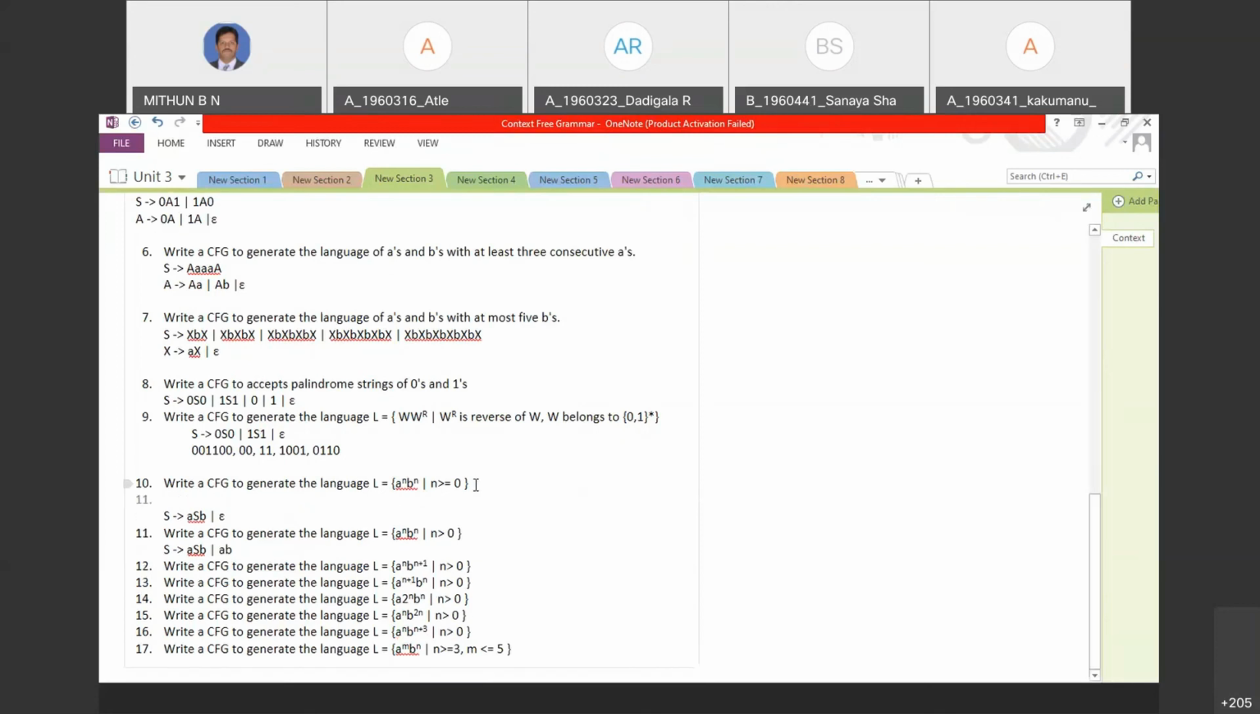Now when you talk about this, what are the strings accepted? It says A power N, B power N. If it is A power N, B power N, obviously it is A's followed by B's. And it says number of A's and B's is indicated by N, where the value of N is greater than or equal to 0. When N is equal to 0, that means there are no A's and B's. That is epsilon. Epsilon should be accepted, followed by AB, AABB, AAABBB, AAAABBBB, and so on.